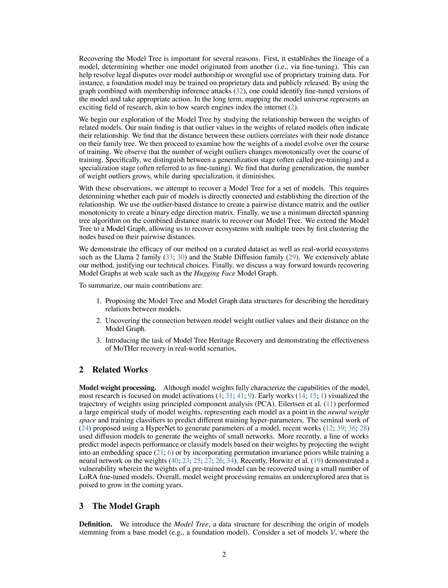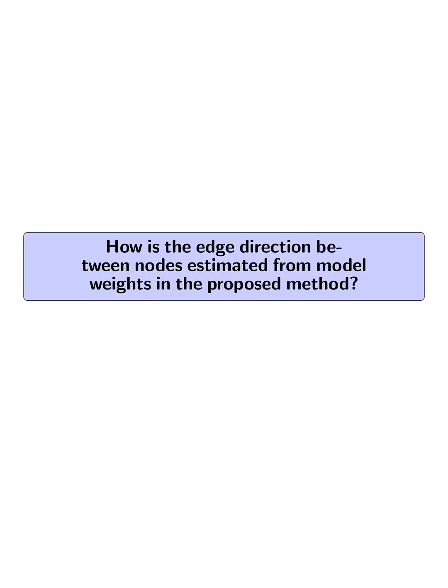Overall, the model tree and model graph structures provide a systematic and effective way to analyze and interpret the relationships and evolution of neural models based on their weights, contributing to advancements in the field of neural networks and model understanding. How is the edge direction between nodes estimated from model weights in the proposed method?